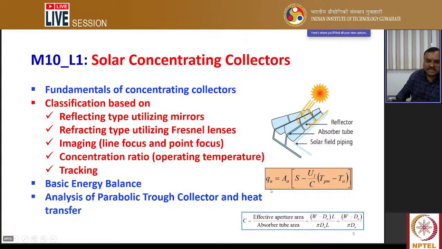As far as energy balance is concerned, we can have the useful heat gain by using this expression: Q_U is equal to A_a multiplied by S minus U_L by C, whole, multiplied by T_pm minus T_a. And also we know what C_a is, the concentration ratio, which is defined as the effective aperture area to the absorber area. So finally we can calculate the concentration ratio for a particular concentrator.